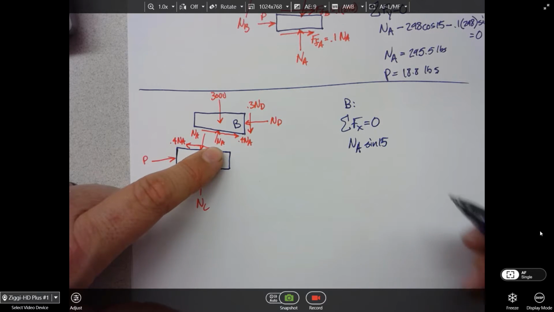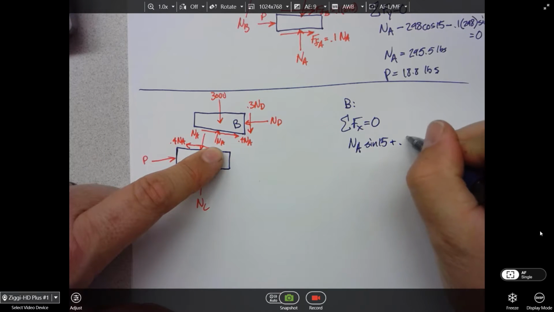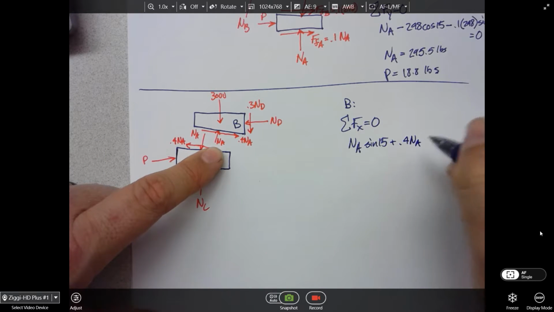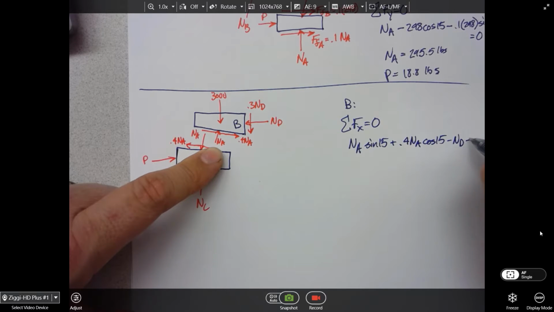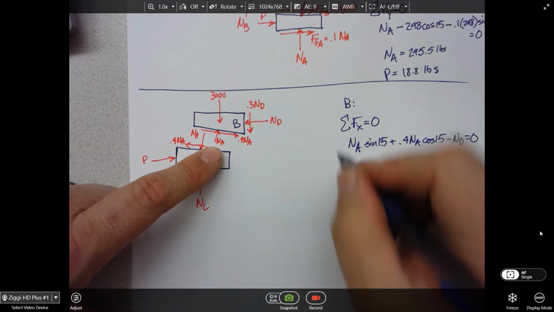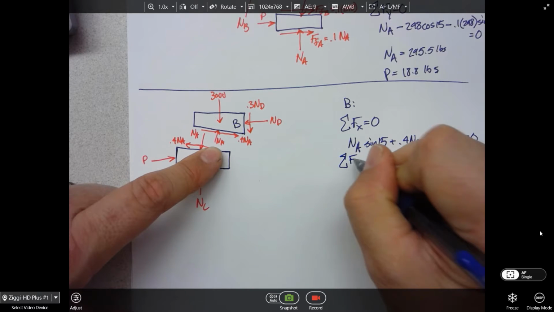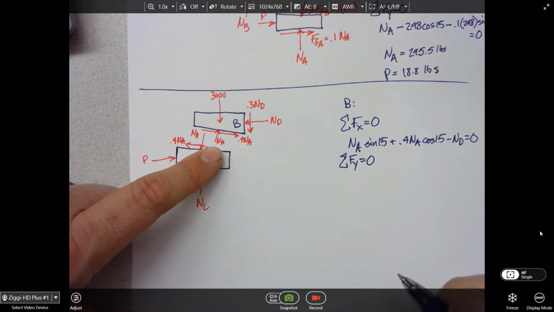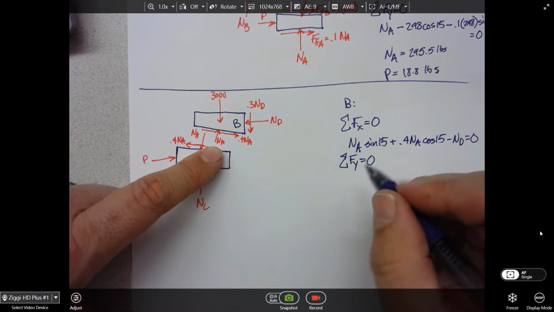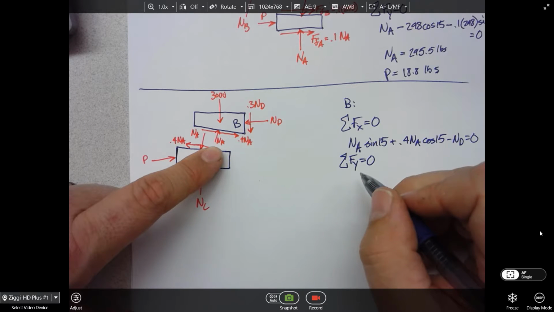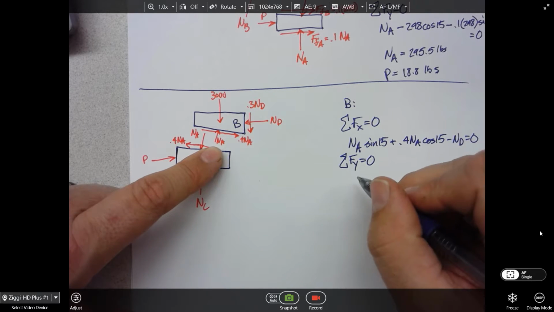Plus 0.4 times that normal cosine 15. So that's the friction. Minus the D normal force. Normal D is 0. Somebody else, what'd you get for some of the forces in the Y? Jordan? I'm checking real quickly. It's on the page.